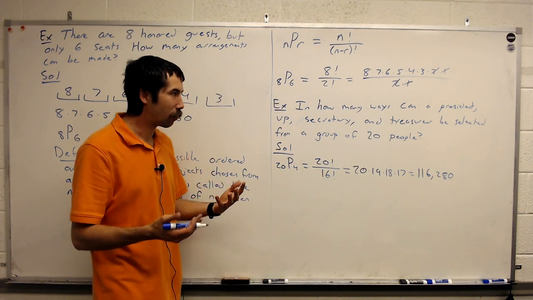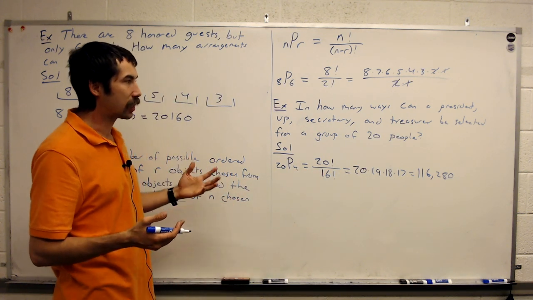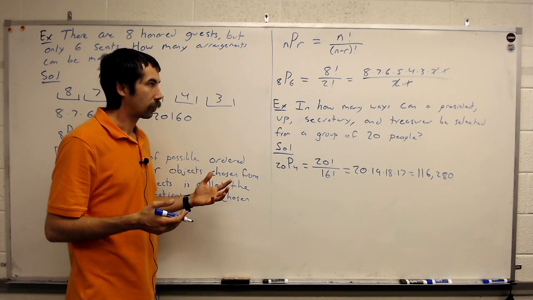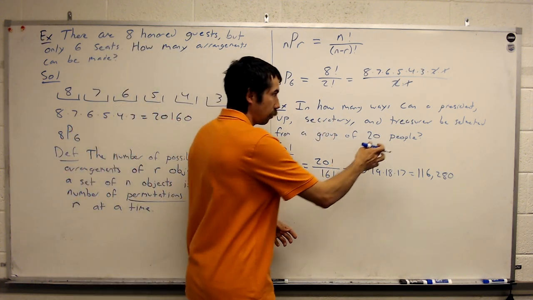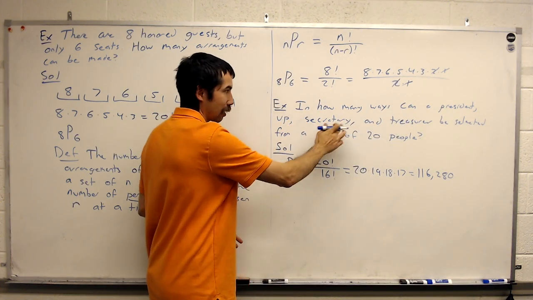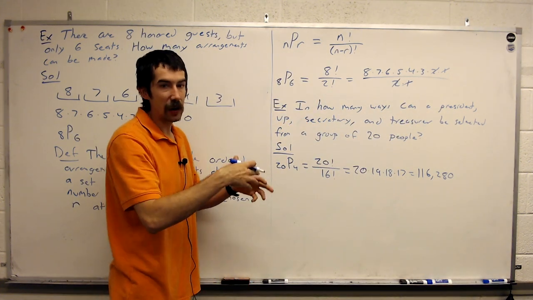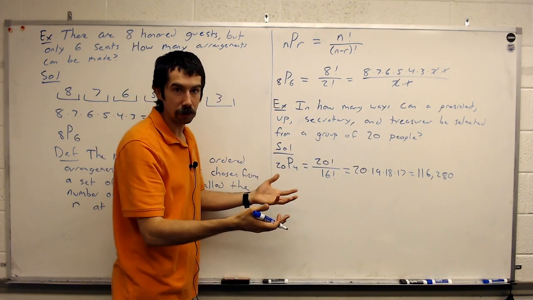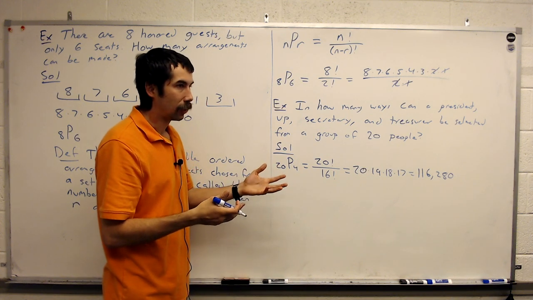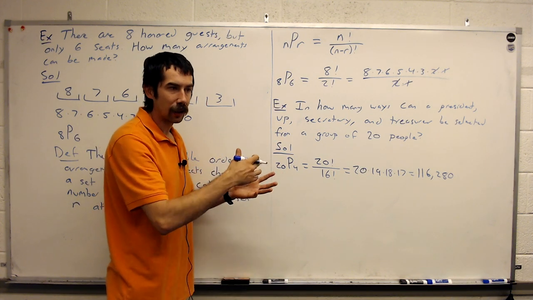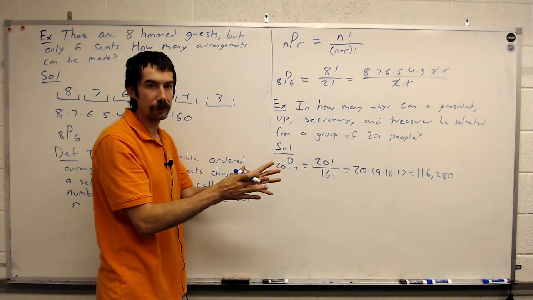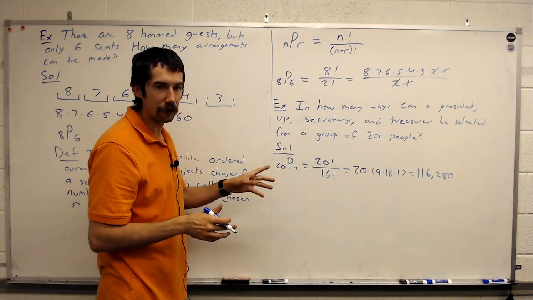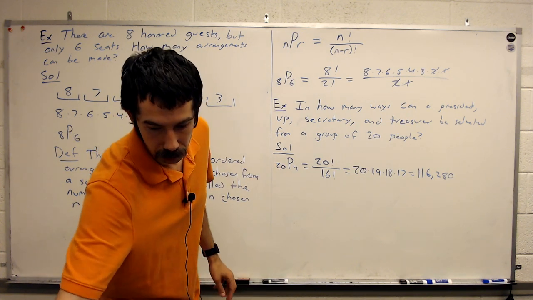But it's possible we have a situation where order doesn't matter. Suppose we were selecting not a president, VP, secretary, and treasurer, but maybe just some people to serve in the student council. So we had 4 of them. In that case, it doesn't matter the order that we select them, it just matters who the 4 are. And so we're going to have a slightly different rule for counting those.